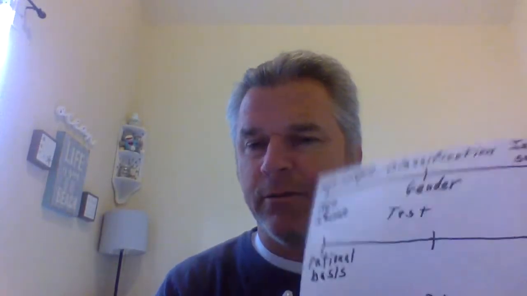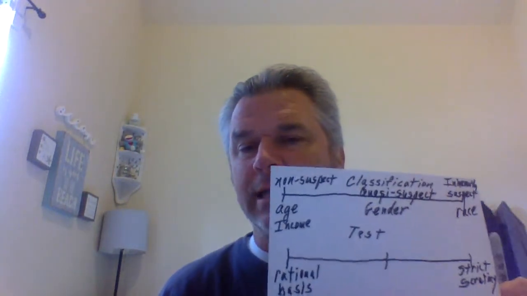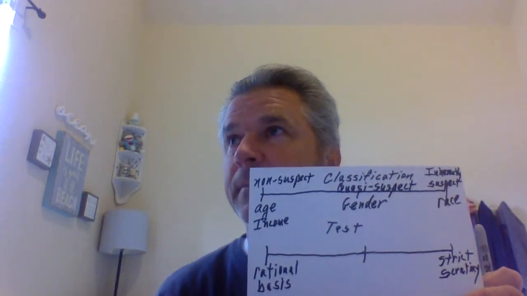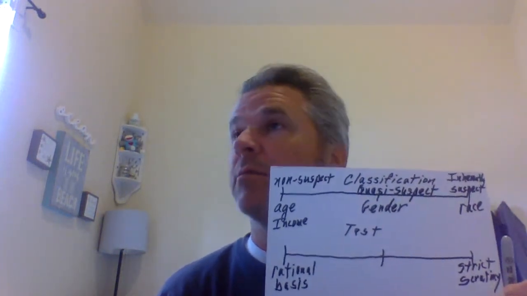So there's some things that make the sex classification similar to age, some things that make it similar to race. So guess where the court is going to put it? In the middle. Gender. And it is going to say that it is a quasi-suspect classification. What is meant by quasi? It's something in the middle. It means somewhat. So it's going to mean it's somewhat suspect, right?